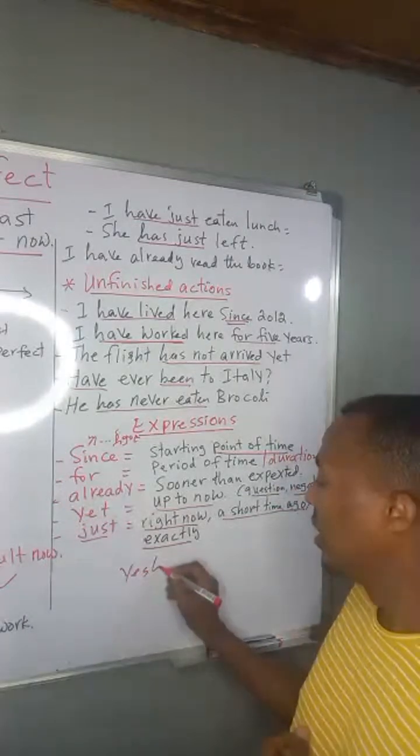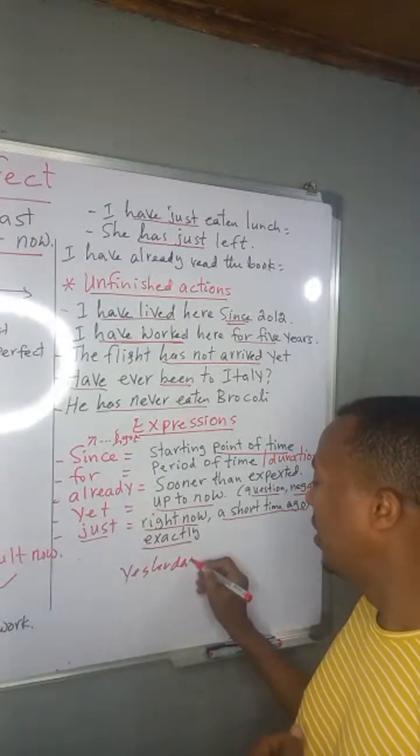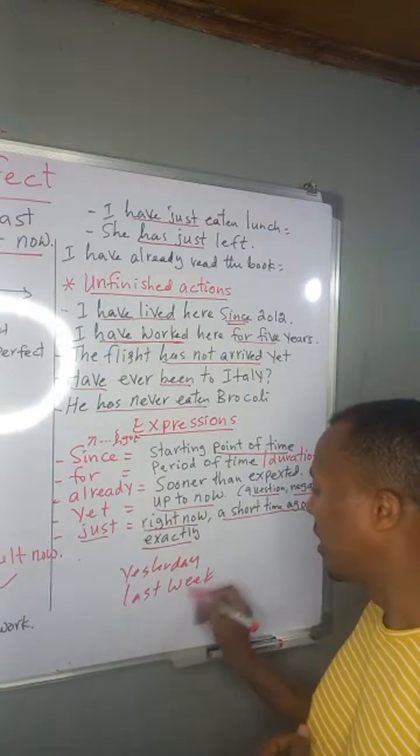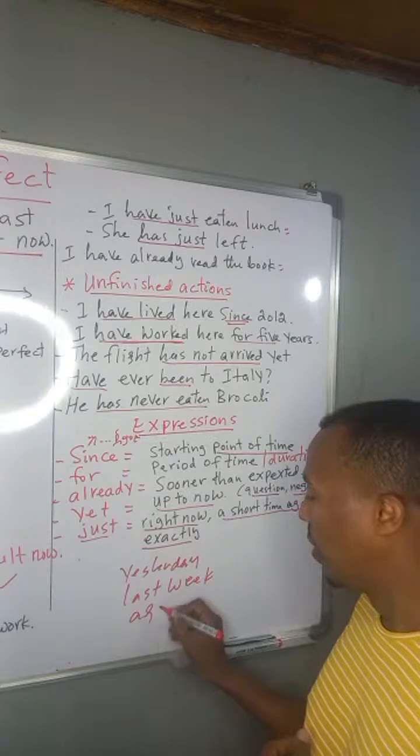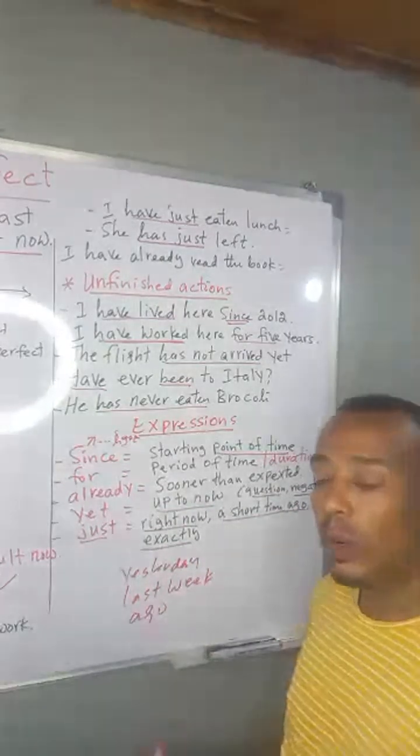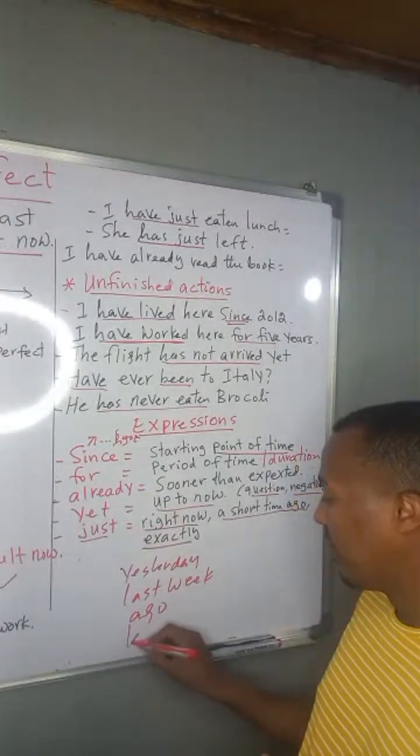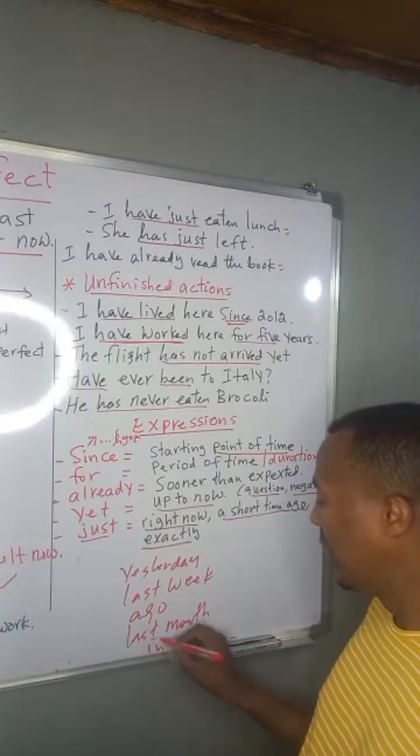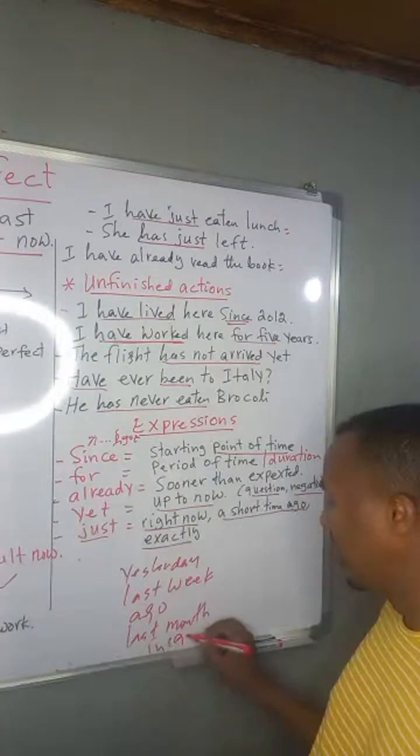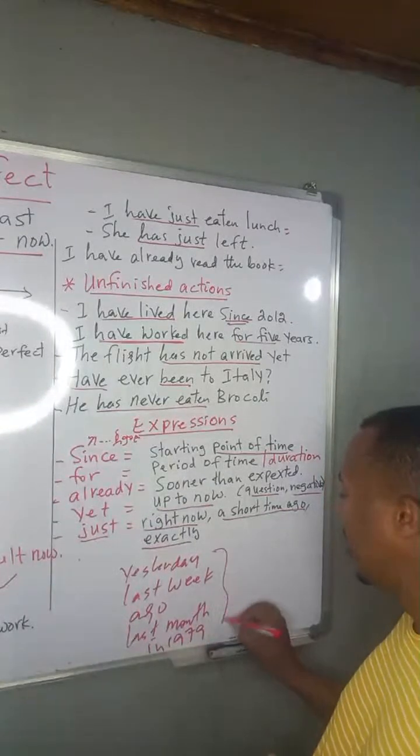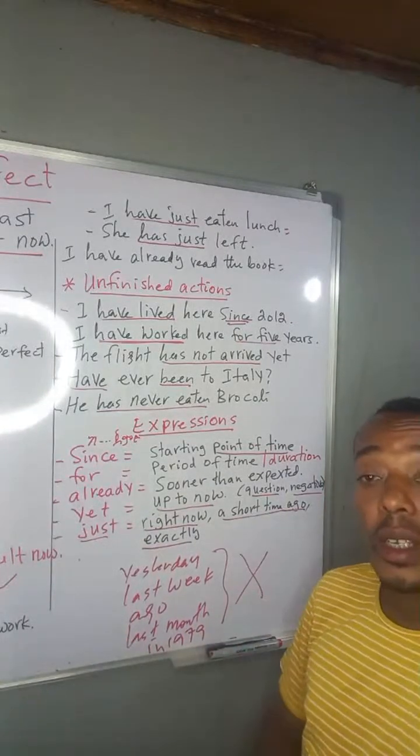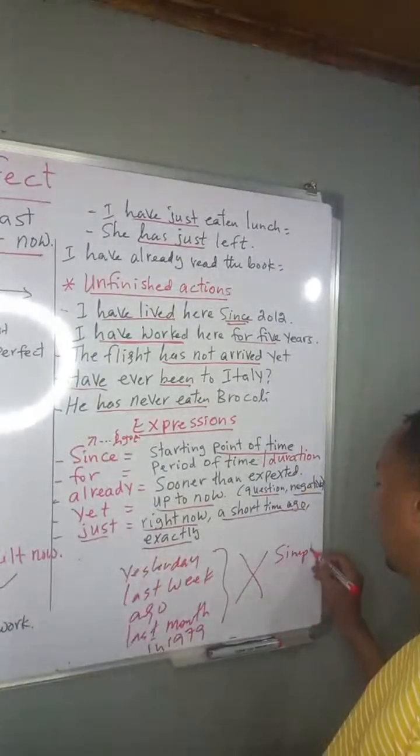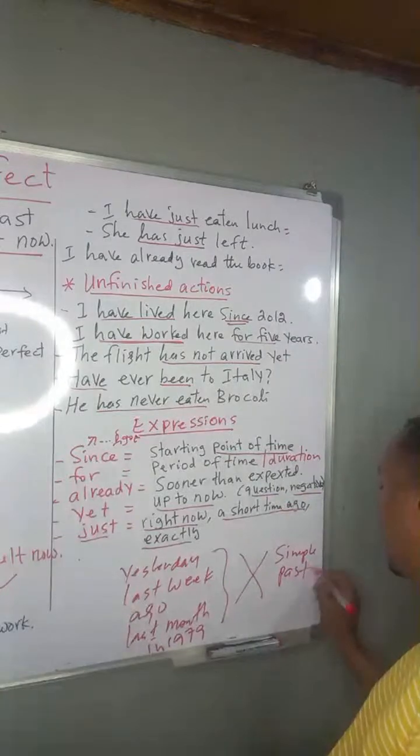Yesterday, last week, ago, a few minutes ago, or 1 year ago, or last month, or in 1917. These we do not use in present perfect. We use these in simple past.